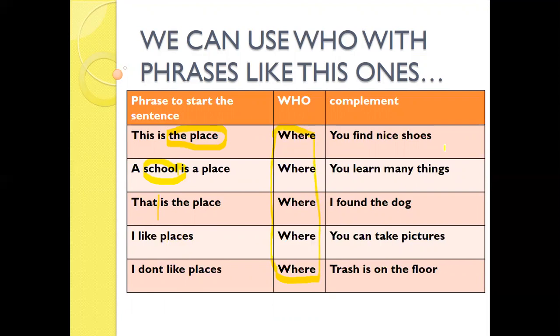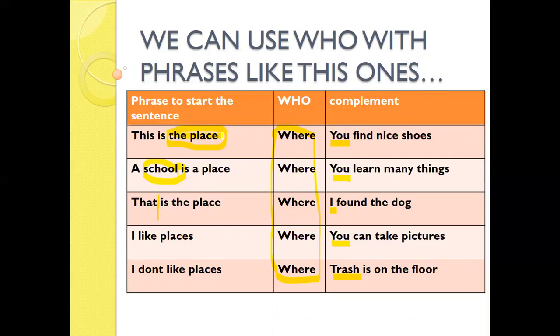You find nice shoes. Notice that we have a complement, but the difference when we are using where is that we are going to have a subject first in all of them, okay? We're going to have a subject. In the last ones, we had a verb after the relative pronoun. But over here, we're going to have a subject and then you can have the rest of the complement. This is the place where you find nice shoes. In this sentence, you can change the word, the place, for any other thing.